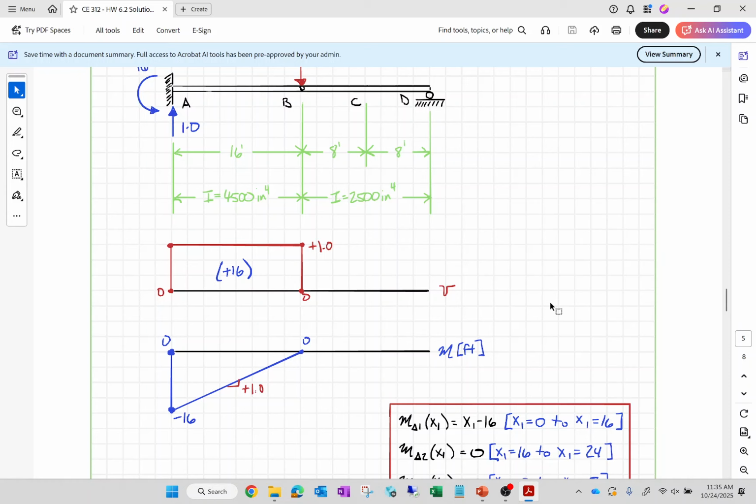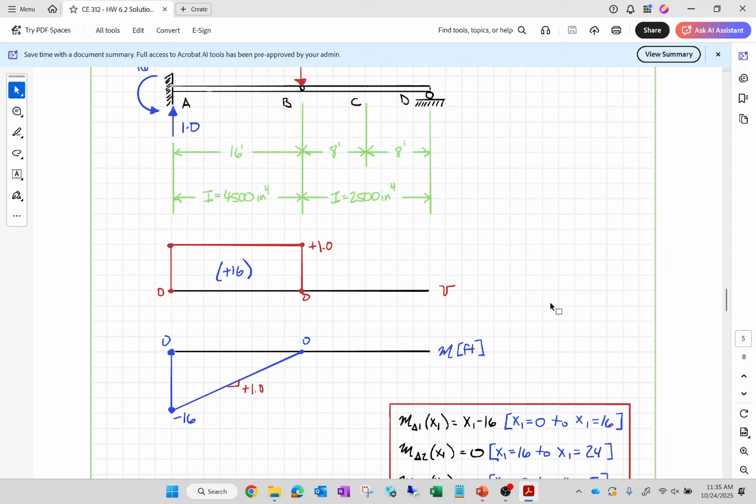So how do I determine, what's the goal? I'm trying to get the vertical deflection at B, right? So what is my general formula? It is, that's my general formula. Okay? But, I mean, look, here's the problem, right?